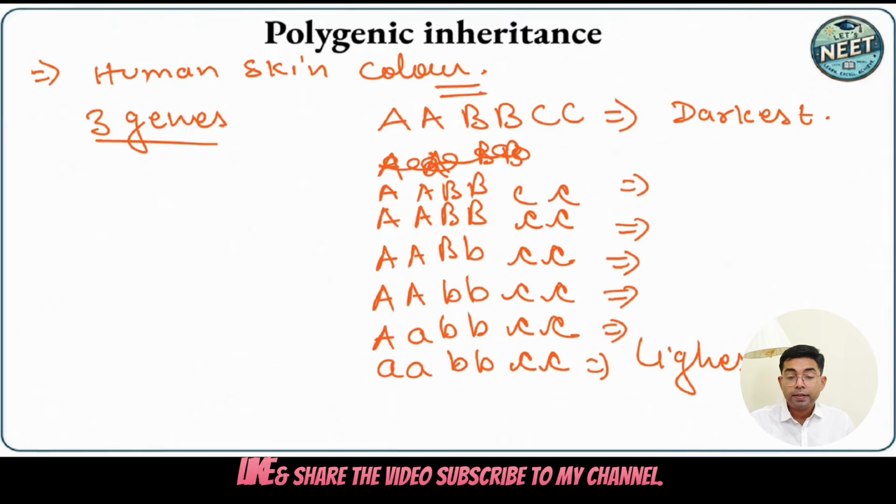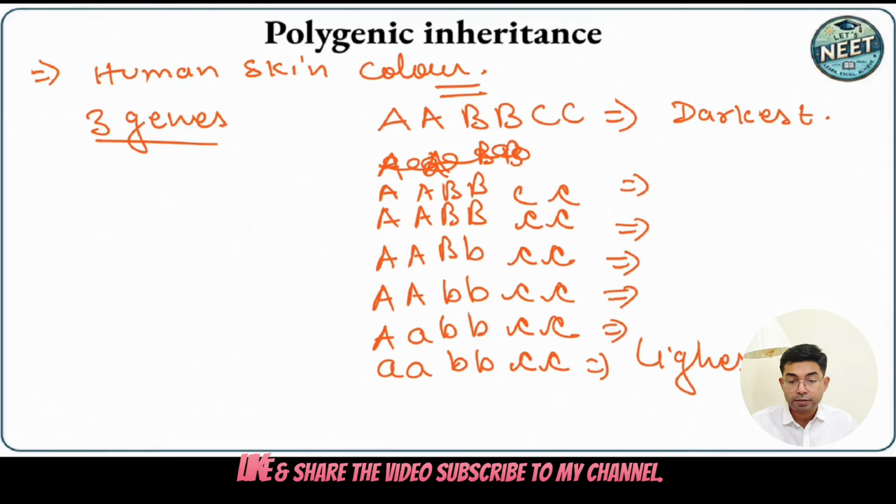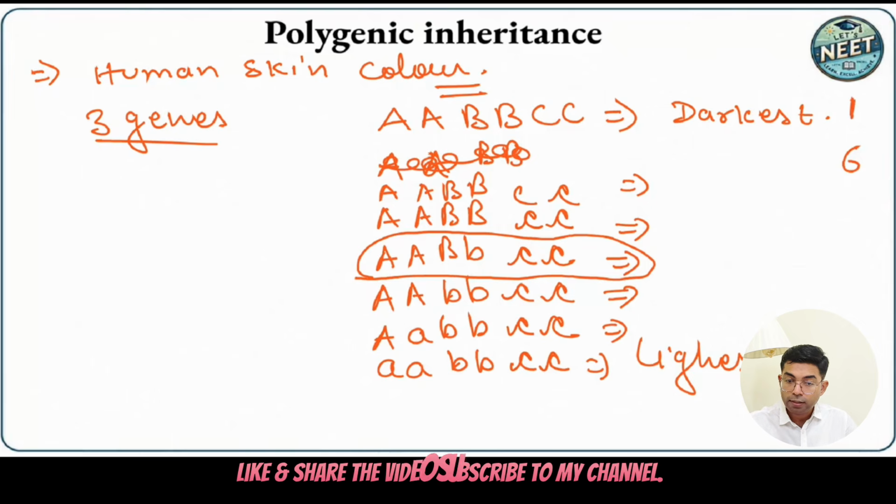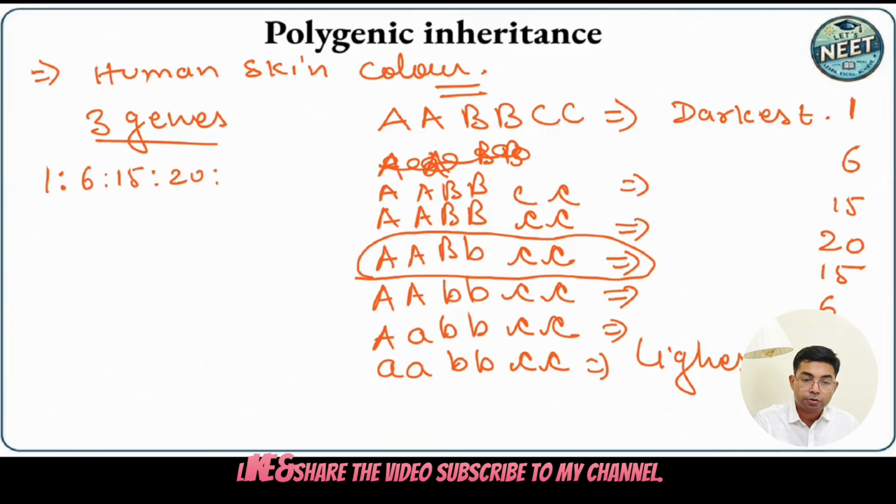Now, which will be the most common? The one which is intermediate will be the most common. Remember, the darkest is 1, then 6, then 15, then 20, 15, 6, 1. You can consider this as a ratio, 1 : 6 : 15 : 20 : 15 : 6 : 1, where 20 is the intermediate, and these are the two extreme phenotypes.